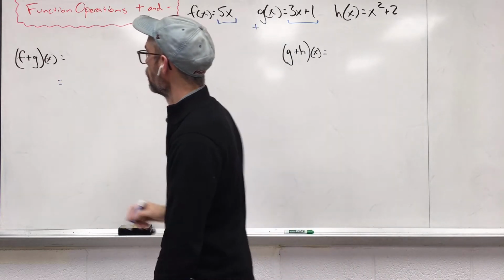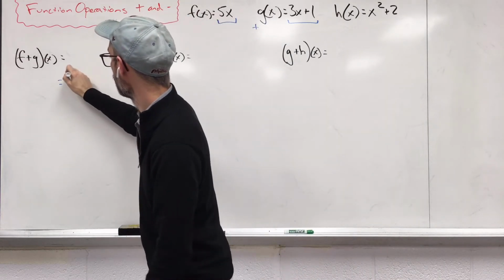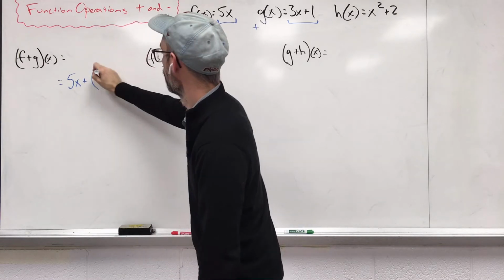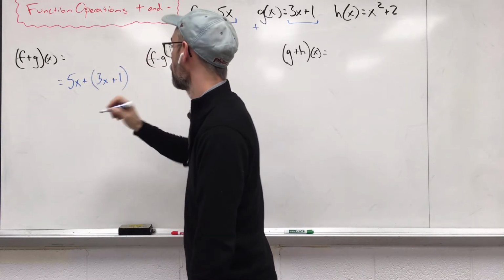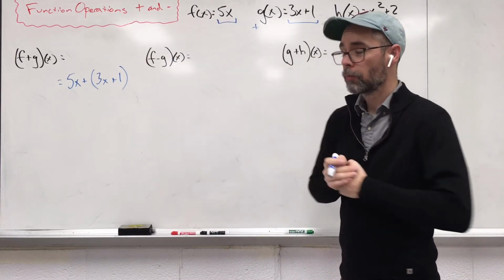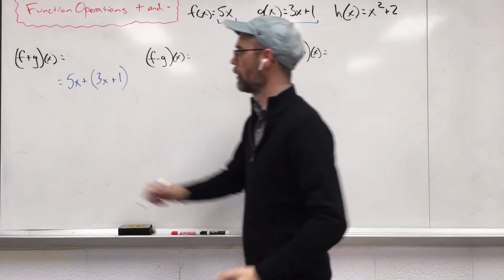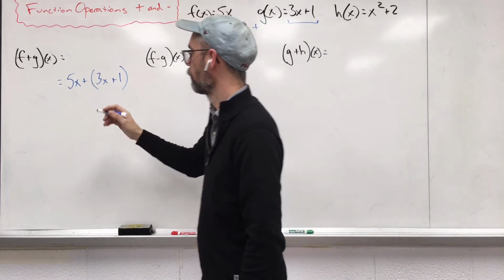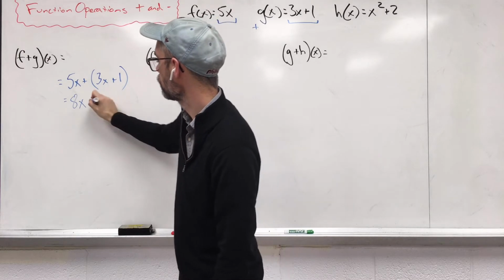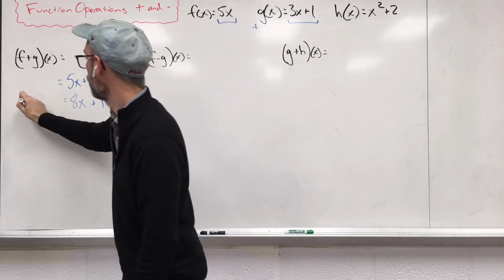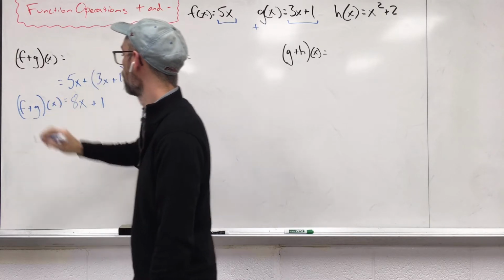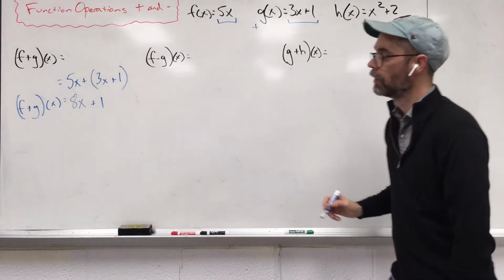So let's start. I have 5x plus the group 3x plus 1. Basically, we're just going to be combining like terms here. So 5x plus 3x gives us 8x. That 1 stands alone. Bring it down. And we're done there. F plus g of x equals that.